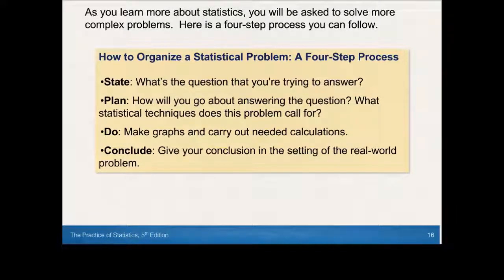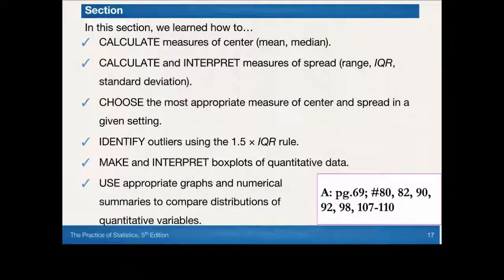We'll look at those in a little bit more detail in class, and the book goes through and shows you those steps for solving statistical problems. Well, there you have it. I know there was a lot of math in that. Here you learned how to calculate the mean and the median, how to calculate and interpret the spread, how to choose the appropriate measure of spread and center, identify outliers mathematically, make and interpret box plots of quantitative data, and use graphs and numerical summaries to compare distributions of quantitative data.